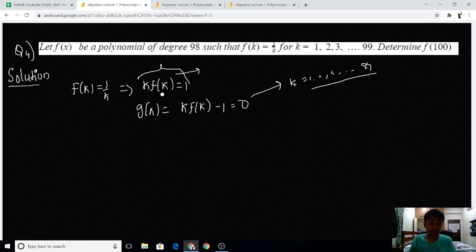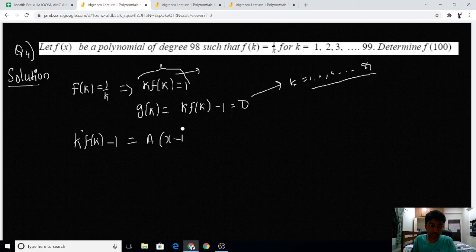So it will become degree 99. So you can say that all the numbers 1, 2, 3, 4, 5, 6, 7, 8, 9, 10 up to 99 are the roots of g of k. So now I can write g of k. So let me write k into f of k minus 1 equals a, the leading coefficient. They haven't given that the polynomial is monic, so you'll understand soon why I have put it.